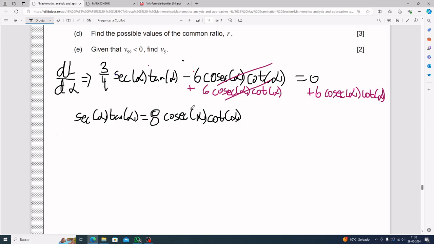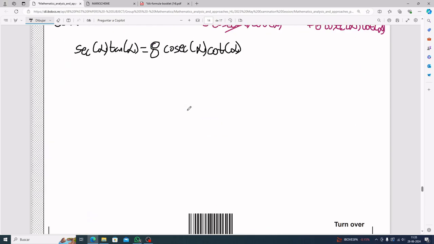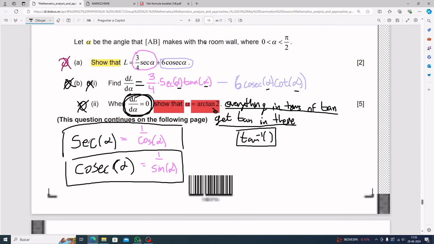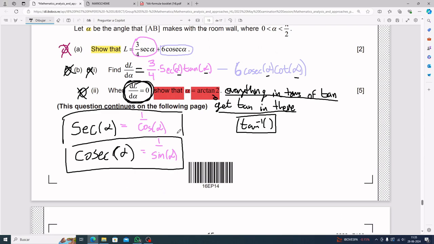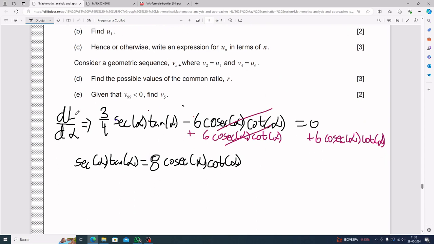Now the next thing we have to embark upon is that we end up reaching an arctan, so you need to put everything in terms of tan. How can I do that? Clearly you need to get rid of the sec, get rid of the cosec, get rid of the cotangent. We did see earlier that sec was 1 over cosine alpha, and this is already a step forward because we're getting rid of the sec and leaving things in terms of sine, cosine, and tangent.